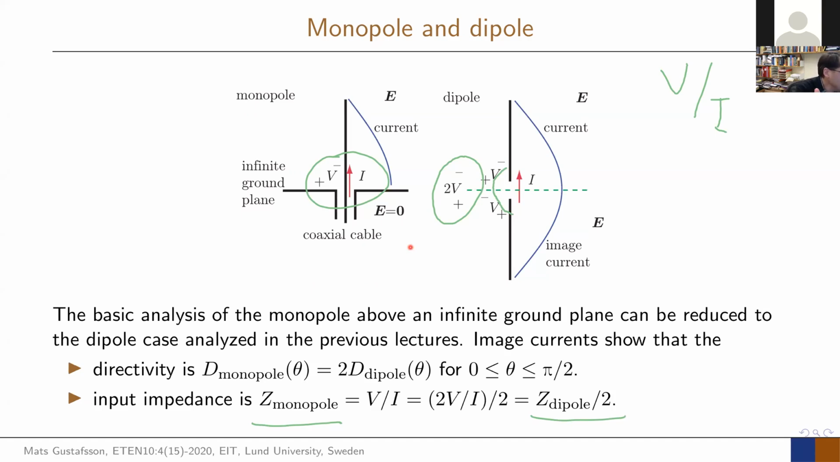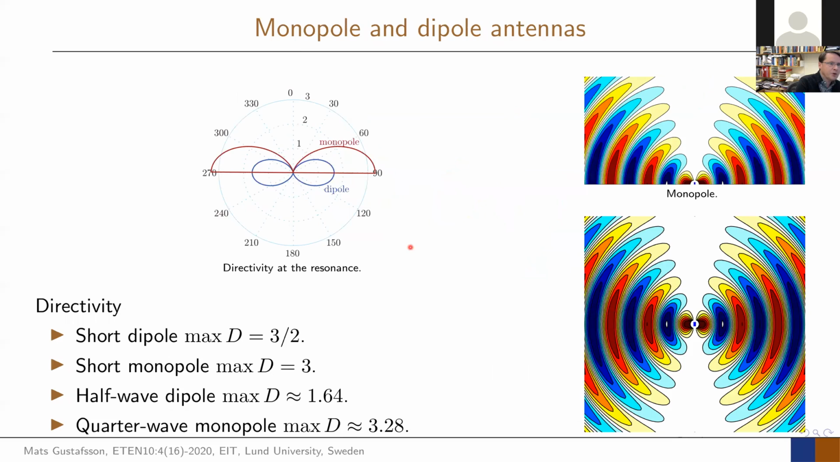And as you can see, these are very simple relationships, fairly simple to understand, and they're actually very, very accurate. So when you go from the dipole, you double the directivity, but you take half of the input impedance. And it's sufficient to know how your dipole is working to understand these cases. So those are the properties of your monopole.